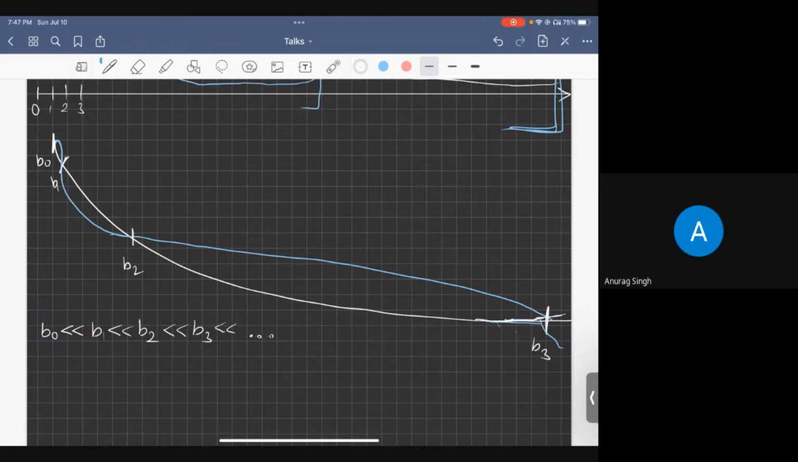Of course, this notion of much less than is vague. That's the point. You need to think about it.